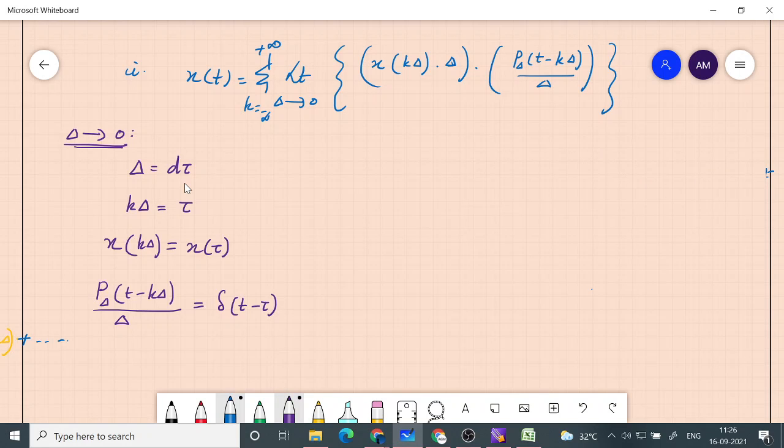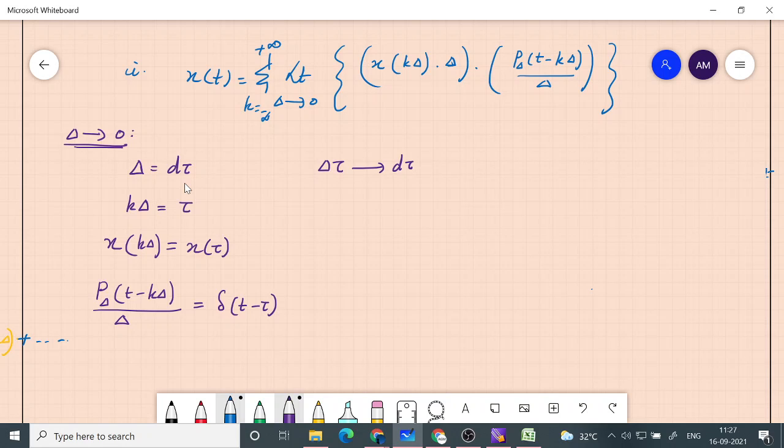So delta tends to 0. Delta is the width of the slice, so as it tends to 0, we need to denote it with some other notation, which is d tau. Or maybe instead of delta, I could have called it delta tau, and in the limit delta tau goes to 0, I will call it d tau. Delta tau becomes d tau. This is a limit where the width of the slice becomes almost 0.